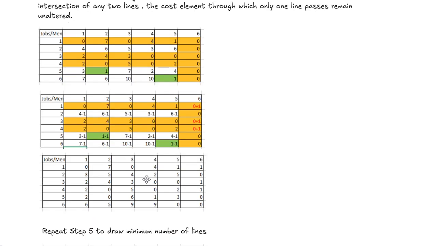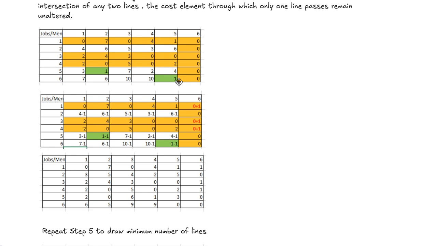Now you need to do 2 things. For all the white cells here, which are effectively non-crossed ones, subtract this number, the number 1. So this row number 2, for example, will become 4 minus 1, 6 minus 1, 5 minus 1, 3 minus 1, and 6 minus 1. Repeat it for row 5 and row 6.